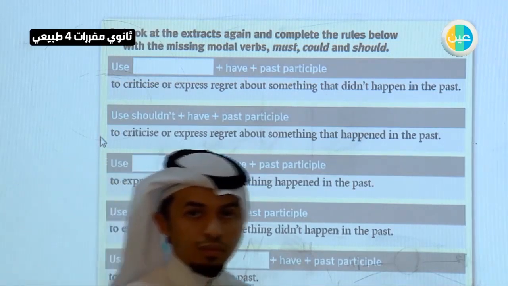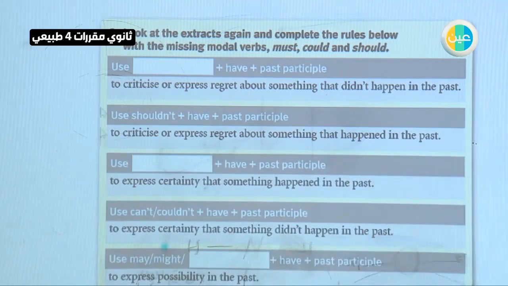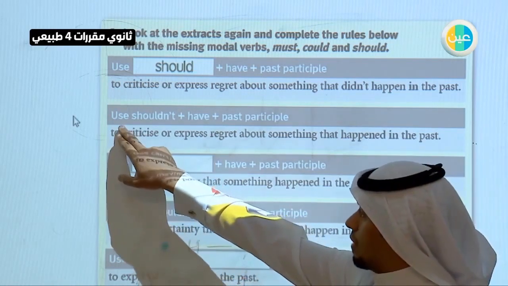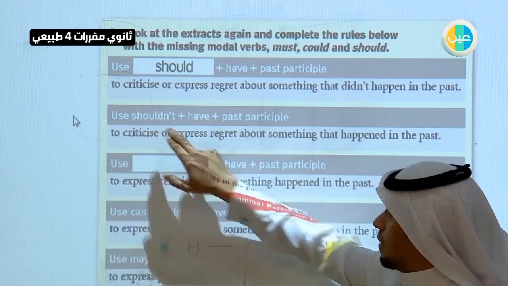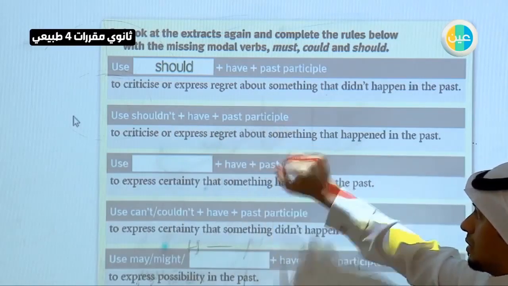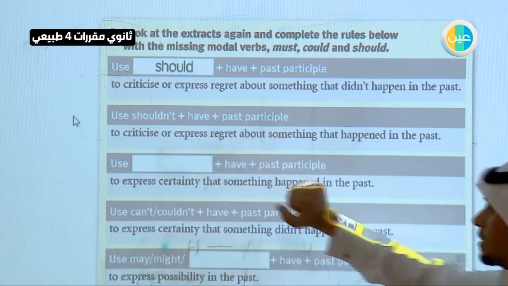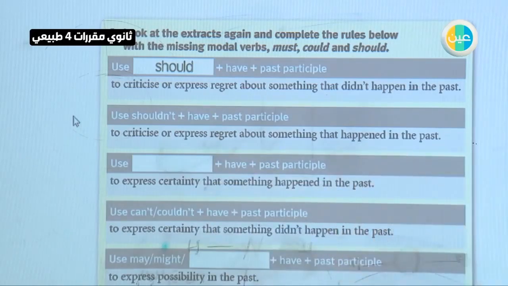Think. And the answer is should. You should have listened to me when I told you that. You should have listened. Okay? Here you have, we use shouldn't plus have plus past participle to criticize or express regret about something that happened. As we have said, Danny should not have told you that.